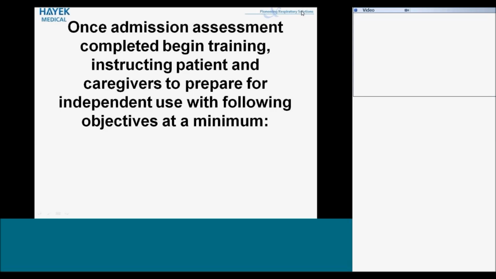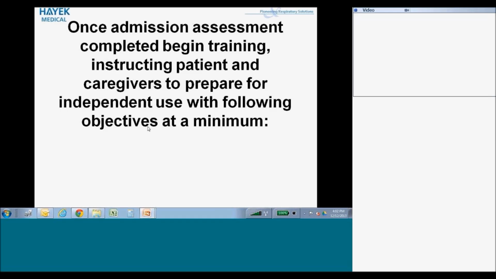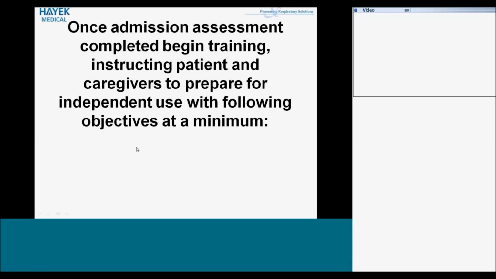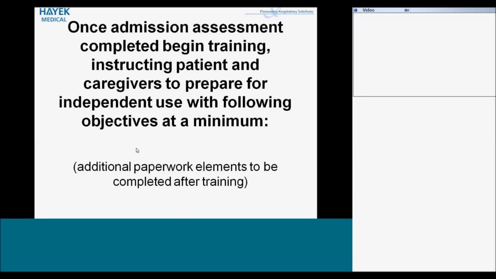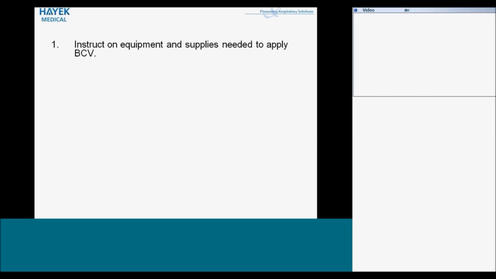Okay, once the admission assessment is completed, then we begin training and instructing the patient and caregiver to prepare for independent use with the following objectives. We'll be looking at the paperwork elements, and those get completed after your training is done. So objective 1, we want to instruct the patient on the equipment and the supplies that are needed to apply BCV.